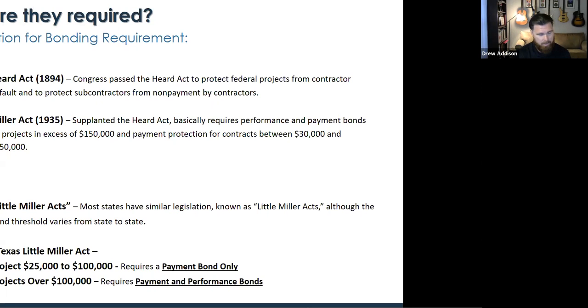Now, on a state level, every state's a little bit different, so there are little Miller Acts. In the state of Texas, I have it listed here. Just like the Miller Act for federal work, for state funded projects between $25,000 and $100,000, a payment bond only is required, and projects over $100,000 require payment and performance bonds, right? So put that in your head: if you're going to approach state funded work, any project that starts at $25,000 or more is going to require some sort of surety bond protection.